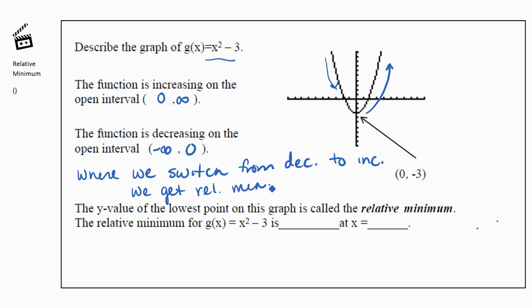Okay, and like we did for relative maximums, we say the relative minimum is the y value, negative 3 at x equals 0. So the minimum is the y value. So we call the point on the graph the relative min. And we say the relative minimum is the y value at the x value.